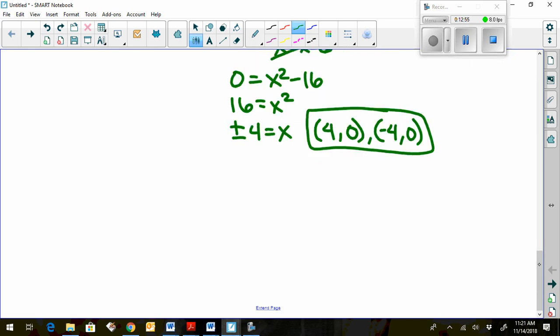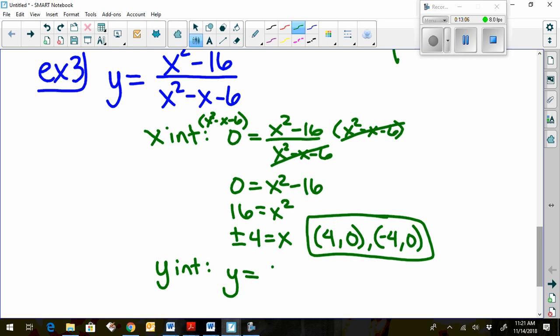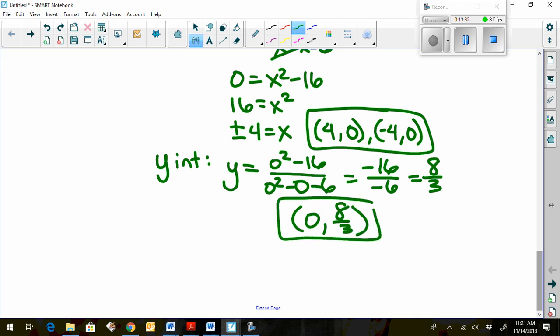Now let's find our y-intercept. So for our y-intercept, remember we set x equal to 0. So we're going to say y equals 0 squared minus 16 over 0 squared minus 0 minus 6. So every x is equal to 0. So on the top we get 0 squared minus 16, which is -16. And on the bottom we get -6. A negative divided by a negative is a positive. Both of them are divisible by 2, so I get 8 over 3. And I'll write my answer as an ordered pair. X was 0 and y was 8/3.